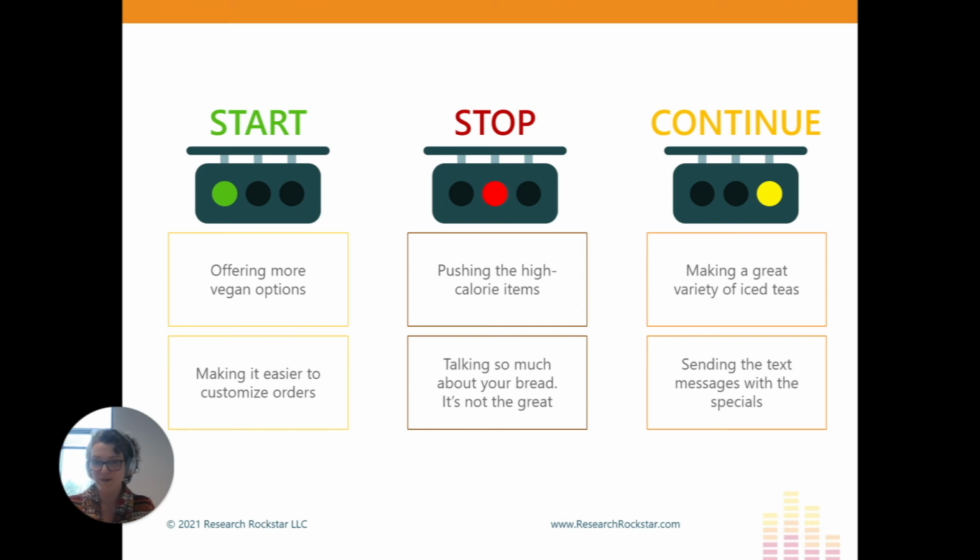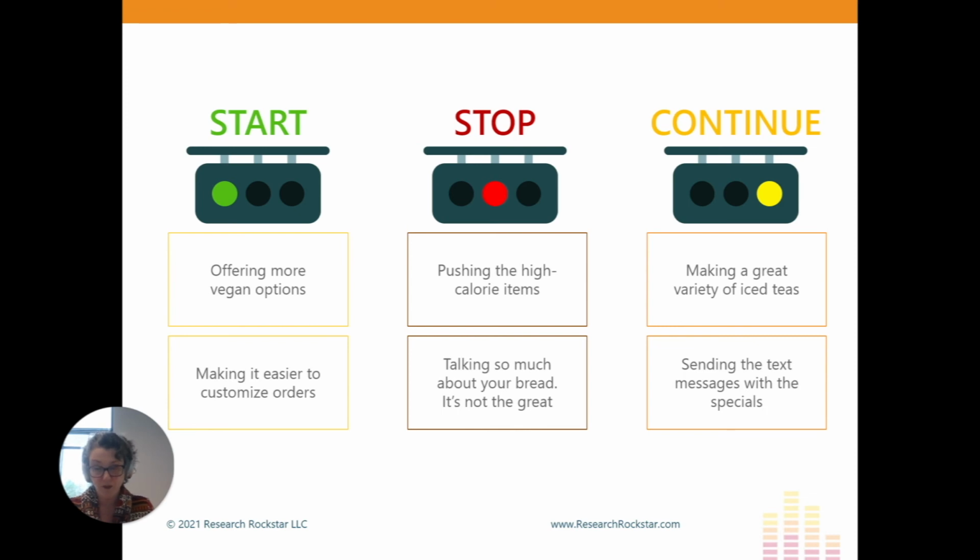In our hypothetical case here, maybe you say, what are the things that we should continue doing? And maybe the first couple of responses are, well, you should continue making a great variety of iced teas. Great. What else? You should continue sending the text messages with the specials. I really enjoy getting those. And it's just a good reminder that it's time for me to take a break and go get a fresh snack or whatever. So again, we're going to hope for and facilitate getting more than just 2 ideas per column here. We don't want just 2 ideas for start, 2 for stop, and 2 for continue. But hopefully those give you some ideas about the kind of responses you might get.